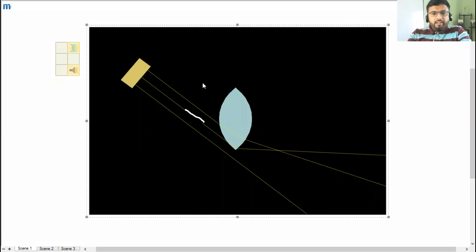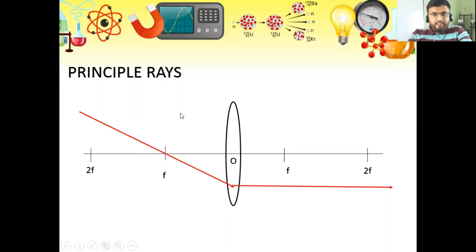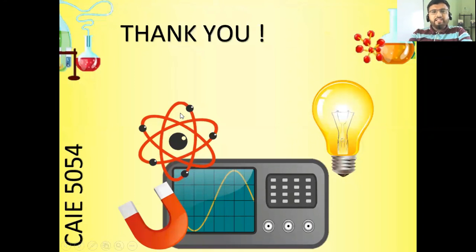These are the experimental evidences which we can collect by using a convex lens and a laser beam in the laboratory. I hope that you have learned something from the lesson.